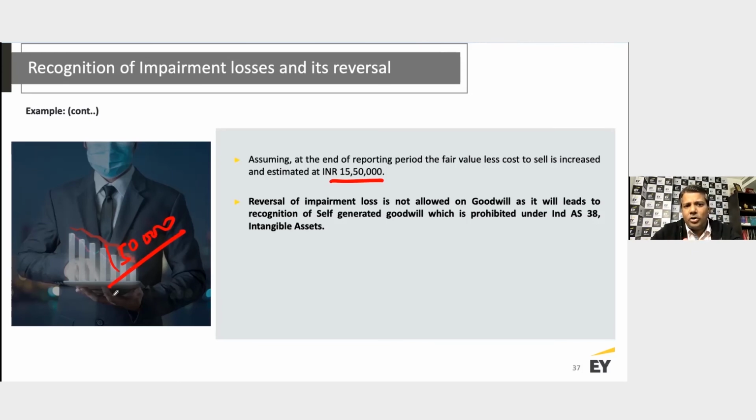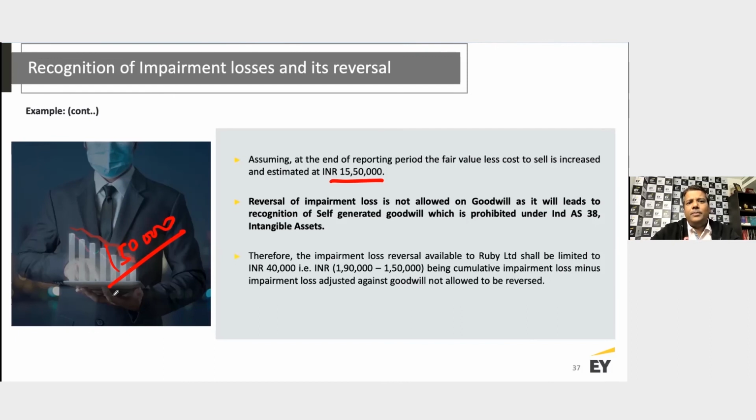Reversal of impairment loss is not allowed on goodwill, as it will lead to recognition of self-generated goodwill, which is prohibited. Therefore, the impairment loss reversal available to Ruby shall be limited to 40,000. That is the cumulative impairment loss which I have recorded, which is 40,000.